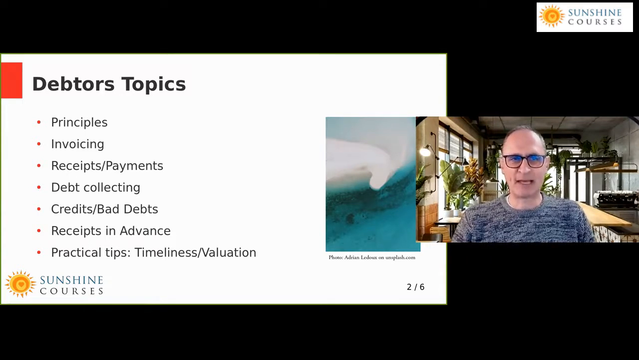We're going to talk about invoicing, how you account for receipts and payments. And then we're going to deal with some practical issues, in particular debt collecting, how you manage credits or bad debts, how you manage receipts in advance, and then a few practical tips to make your life easier and to manage the accounts that much better.